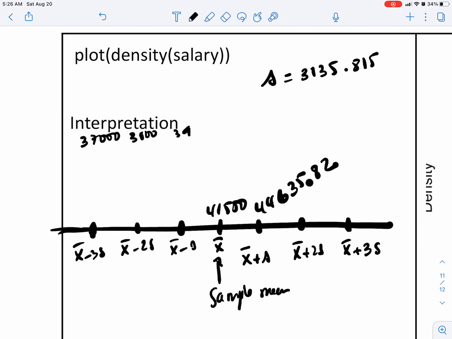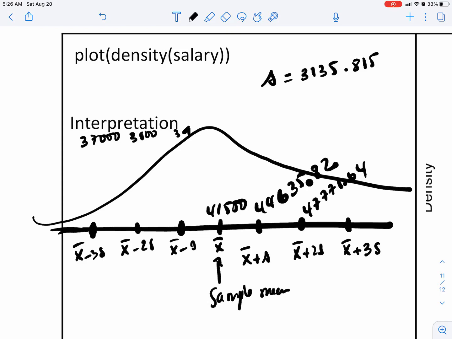3135.82 times 2. I add 41,500. This is going to give me 47,771.64. So I'm doing something here, okay? I'm trying to see where I fall.